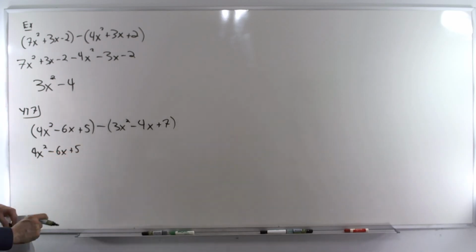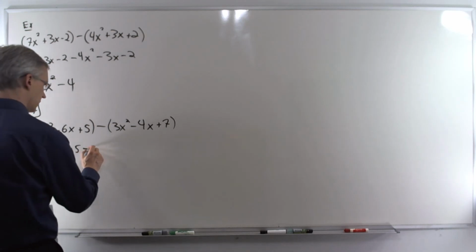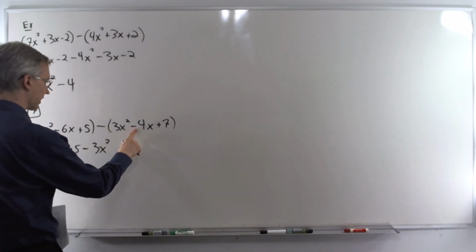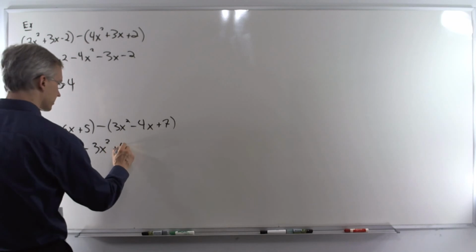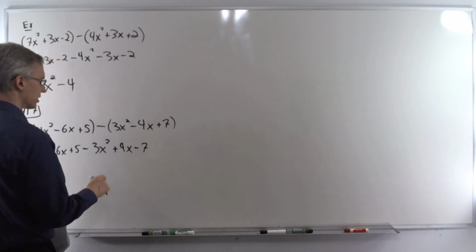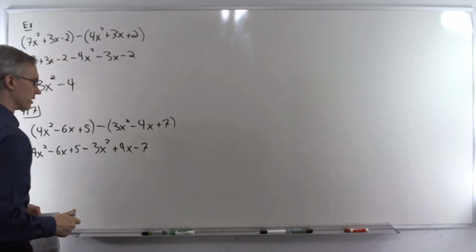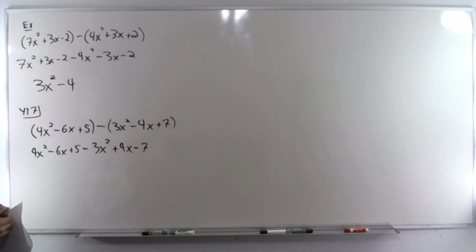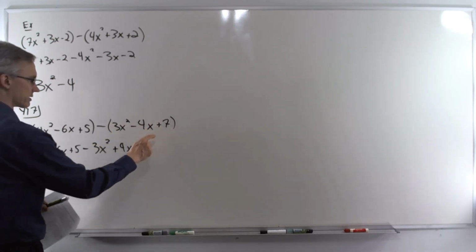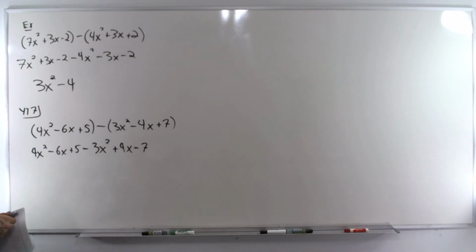I'm going to write this one without the parentheses. Keep in mind, subtracting a negative is like adding, so this middle term can be plus 4x and then minus 7. So basically, just switch the sign on every term inside parentheses. Alright, positive goes to negative, negative positive, positive and negative. Now we can combine like terms.